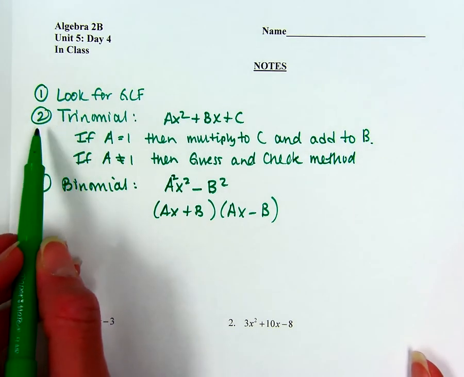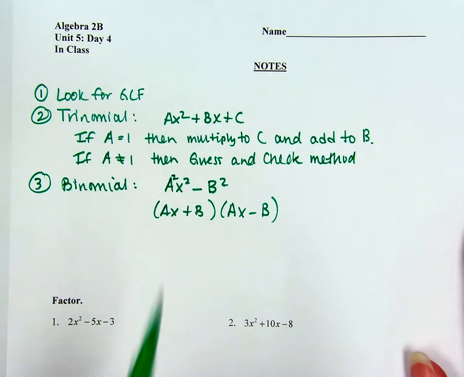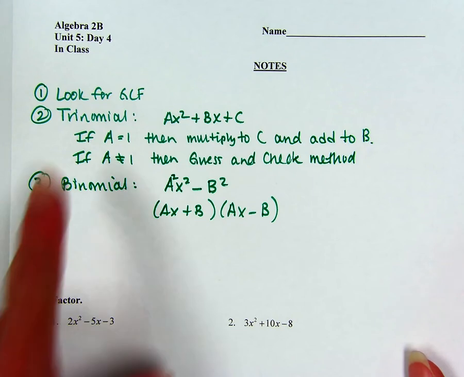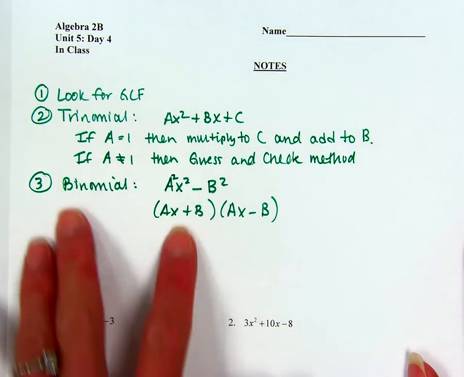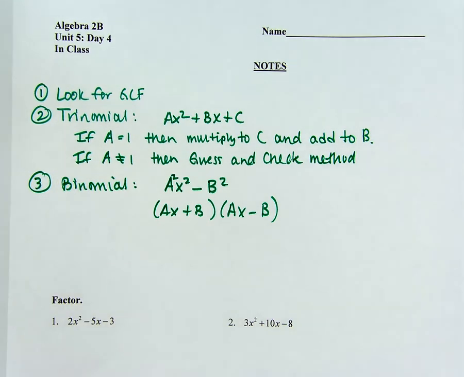And then after you do that, you're going to evaluate, do I have a trinomial or a binomial? Remember, trinomial means that there's three terms. Binomial means that there's two terms. All right, and then we'll come back to this to refer back to how do you factor from there.